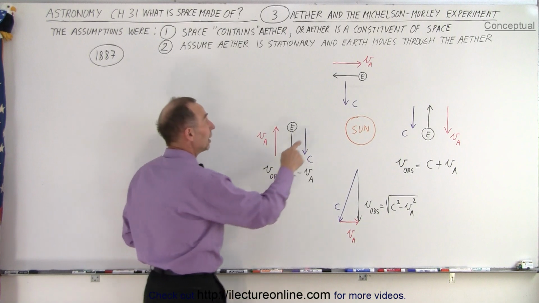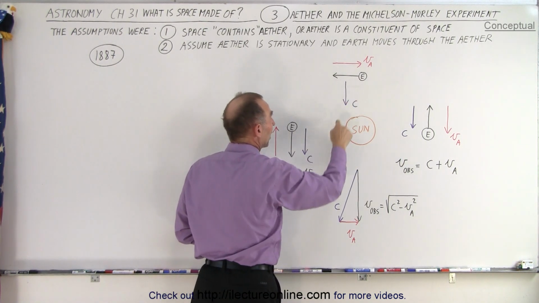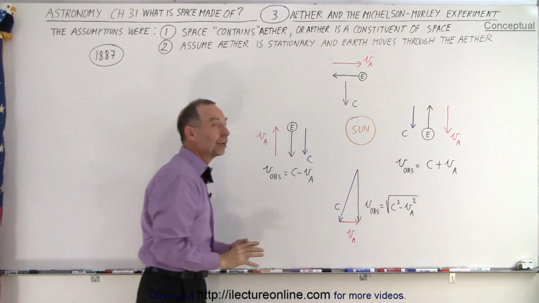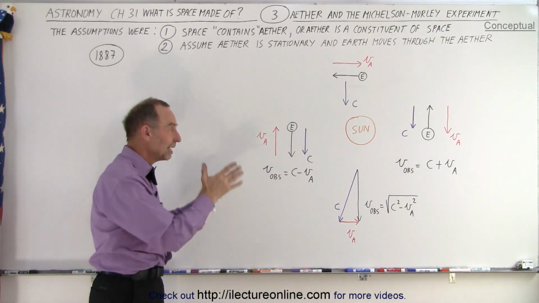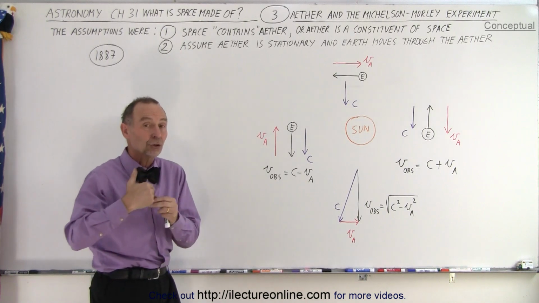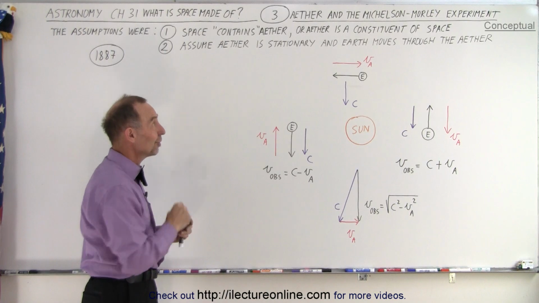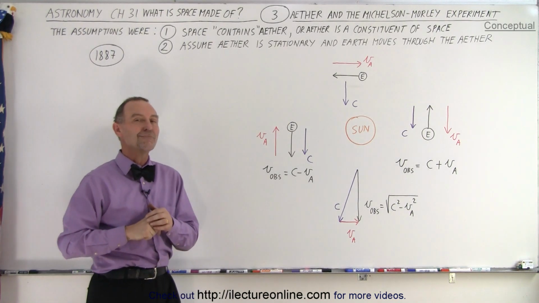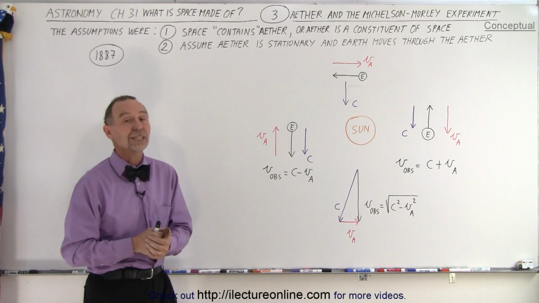Because after all, they knew approximately the speed of light, they knew the velocity of the Earth around the Sun, so they should be able to come up with a good estimate as to how much the light should have been shifted if the concept of ether and the Earth moving through the ether was correct. So stay tuned and we'll show you how it happened when they did the Michelson-Morley interferometry experiment trying to measure the ether in space.